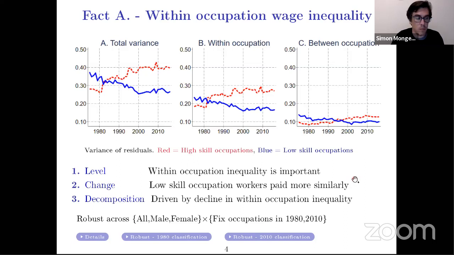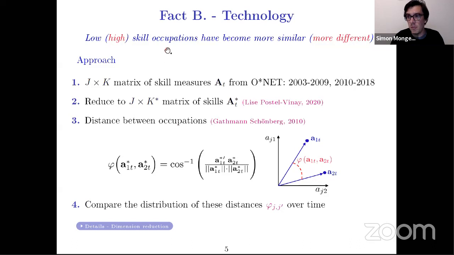The second fact, which at this point should be disjointed from the first, is that low skill occupations have become more similar to one another and high skill occupations have become more different. To show this, we're going to the ONET data, which has data on three-digit occupations, with 250 plus attributes of those jobs. We're going to pool the ONET data on occupations in two periods. As far as I know, this is some of the only work which looks at changes in the skill content of occupations over time in the ONET. We have enough data to do that, so we're going to split it into two blocks, 2003 to 2009 and 2010 to 2018.